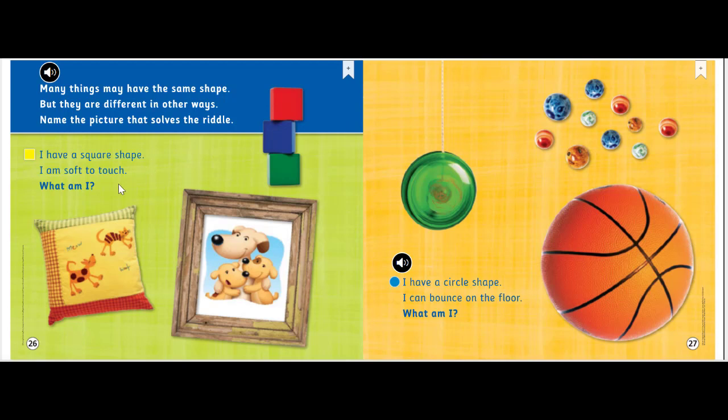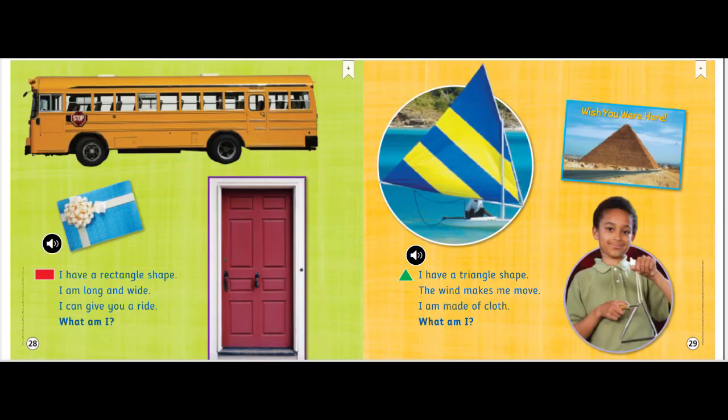I have a square shape. I am soft to touch. What am I? Which thing has a square shape and is soft to touch? Yeah, a pillow. Okay, listen to this riddle. I have a circle shape. I can bounce on the floor. What am I? Very good, the basketball.